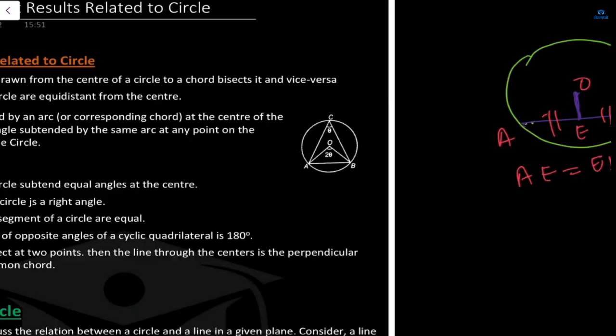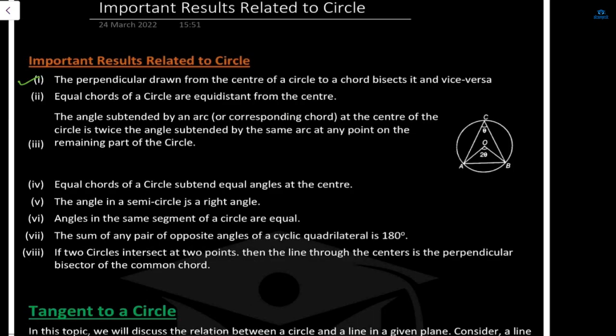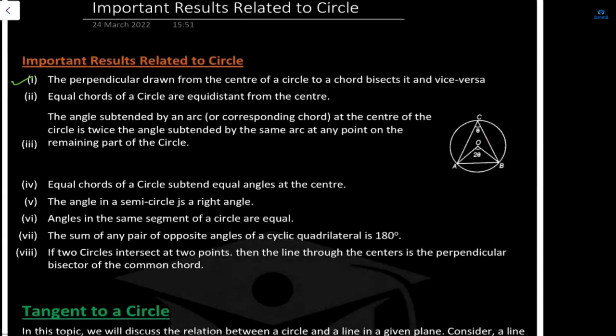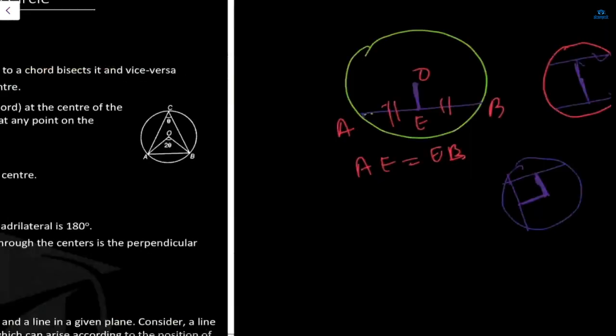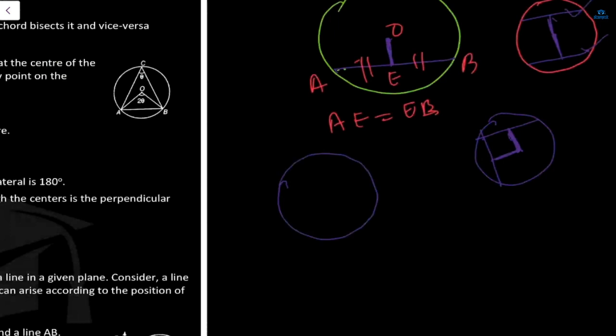Okay, Shazan? I didn't get this point. Could you please explain it once again? Equal chords of a circle are equidistant from the center. अगर chord की length equal है, I understood. Okay, if the chord lengths are equal, then their distance from the center will also be equal.